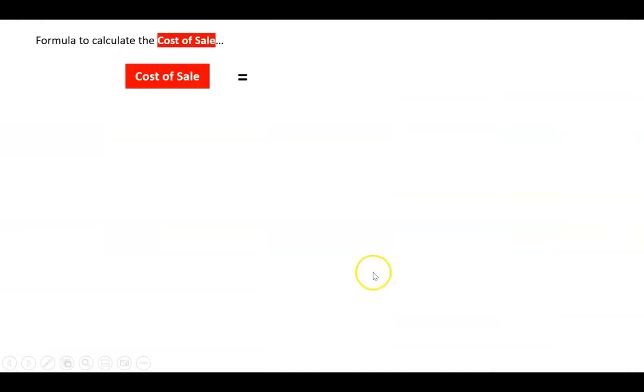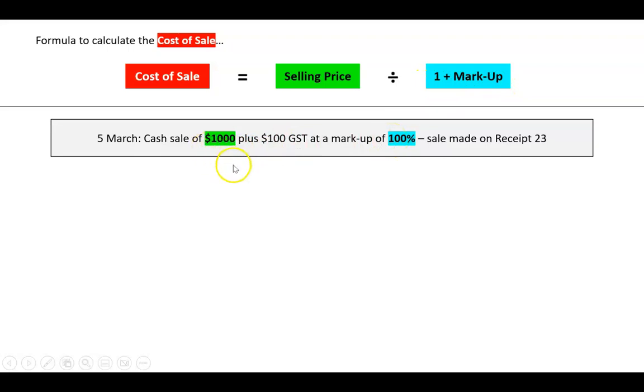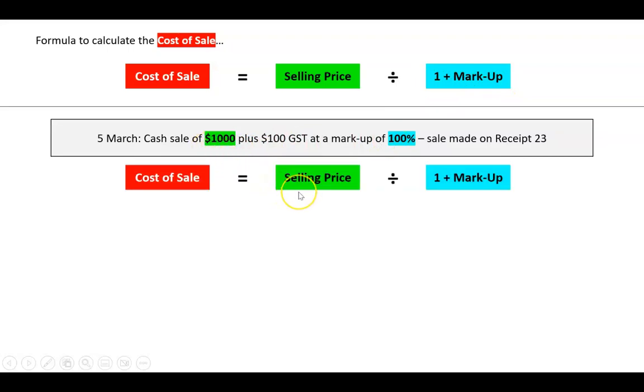To get the cost of sale, it is equal to the selling price divided by 1 plus markup. Let's take this first example, 5th of March. So the cash sale was $1,000, so that'll be the selling price, divided by 1 plus markup. And this is where it's really important to get your calculator right, because 100% as a number is actually 1.0. So in this case, that would be 1 plus 1.0, in other words, 2. So the cost of sale would be $1,000 divided by 2, which would be $500. So it was a $500 cost of inventory and we sold it for $1,000.